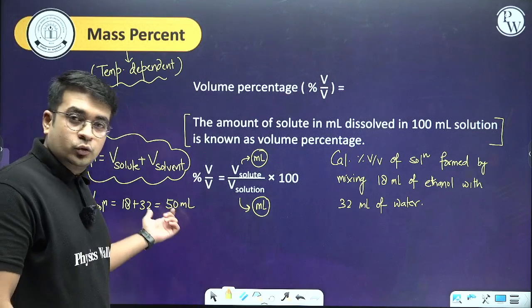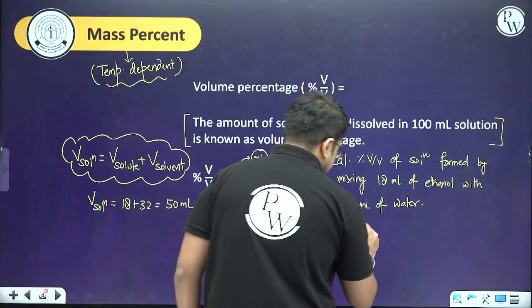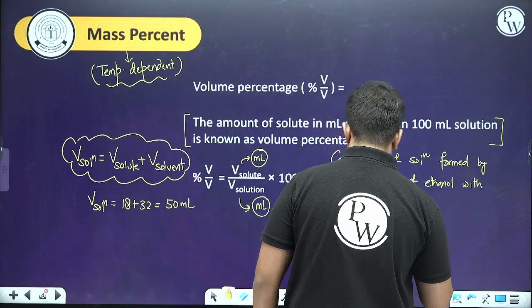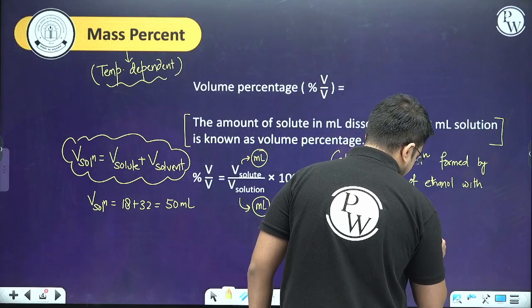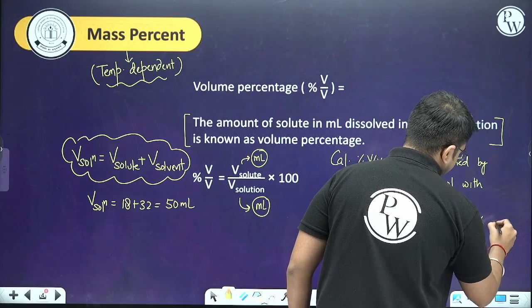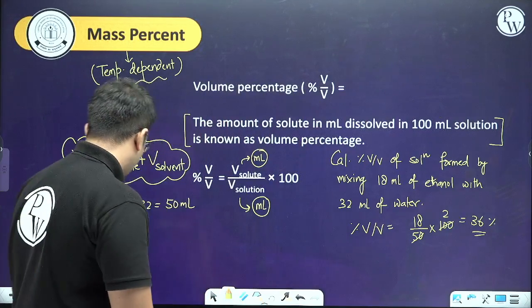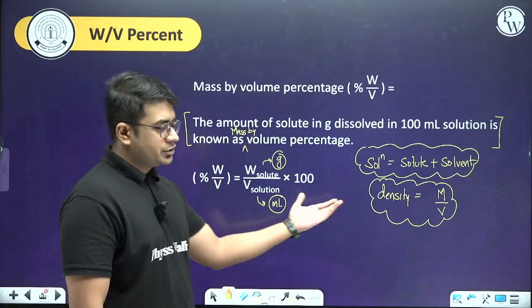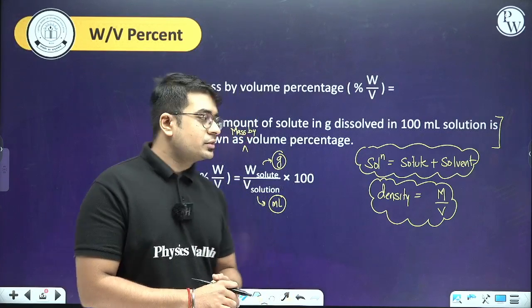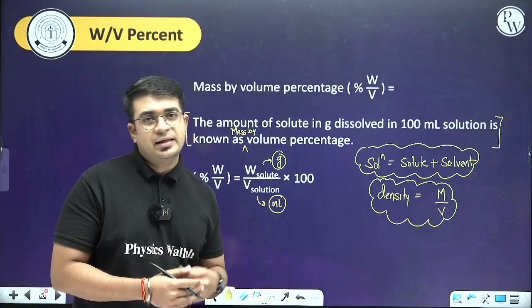Now I know the amount of solution, I know the amount of solute. I can simply say that percentage V by V will be equal to 18 divided by 50 multiplied by 100, so that will be 36%. I hope this part is clear. Very simple question, again very simple question. In the same way you can change the information in this particular part. You can deal with amount of solute, which is basically in grams, divided by the total volume in ml, and then you can deal with the same question.